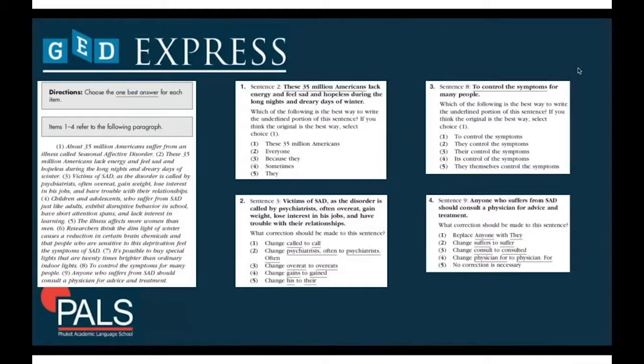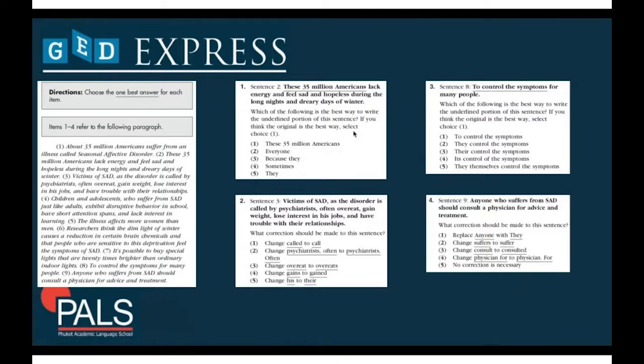Sentence 3. Victims of SAD, as the disorder is called by psychiatrists, often overeat, gain weight, lose interest in his jobs, and have trouble with their relationships. What correction should be made to this sentence? If your answer is number 5, then you are correct. The correct answer is to change his to their, because we're talking about 35 million Americans, so the pronoun his does not apply here, because we're talking about plural nouns and not a singular noun.